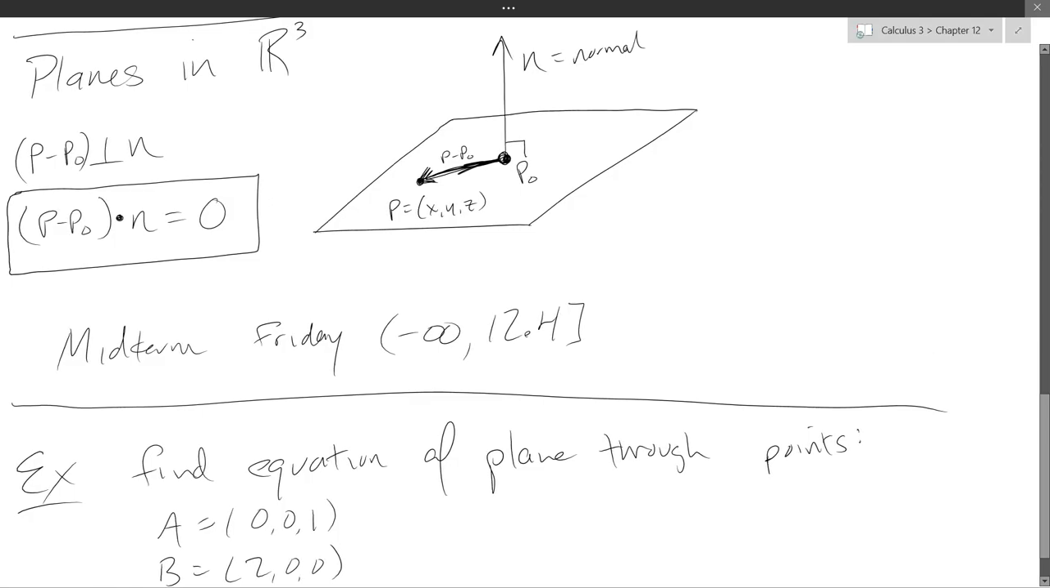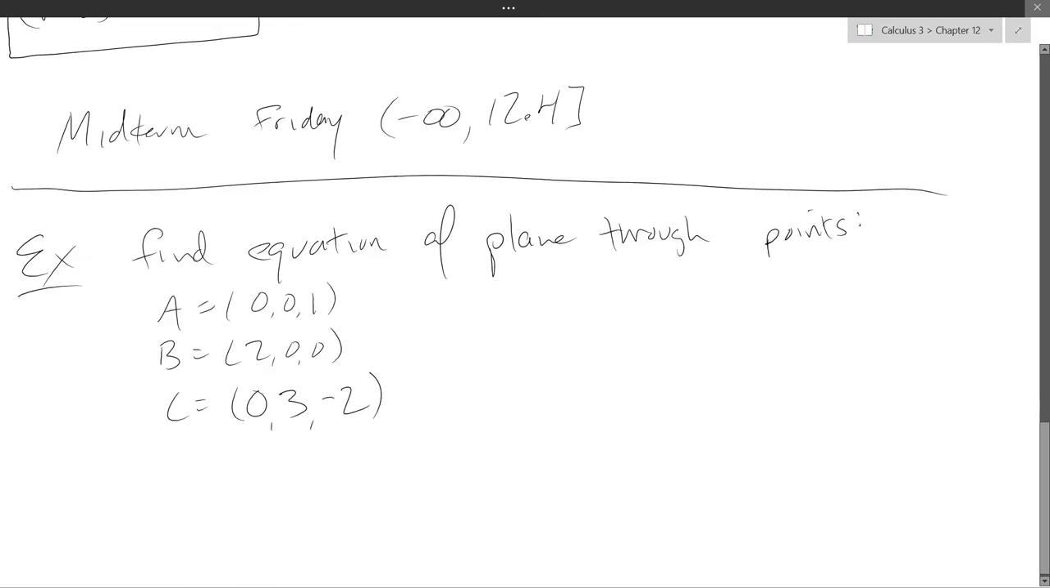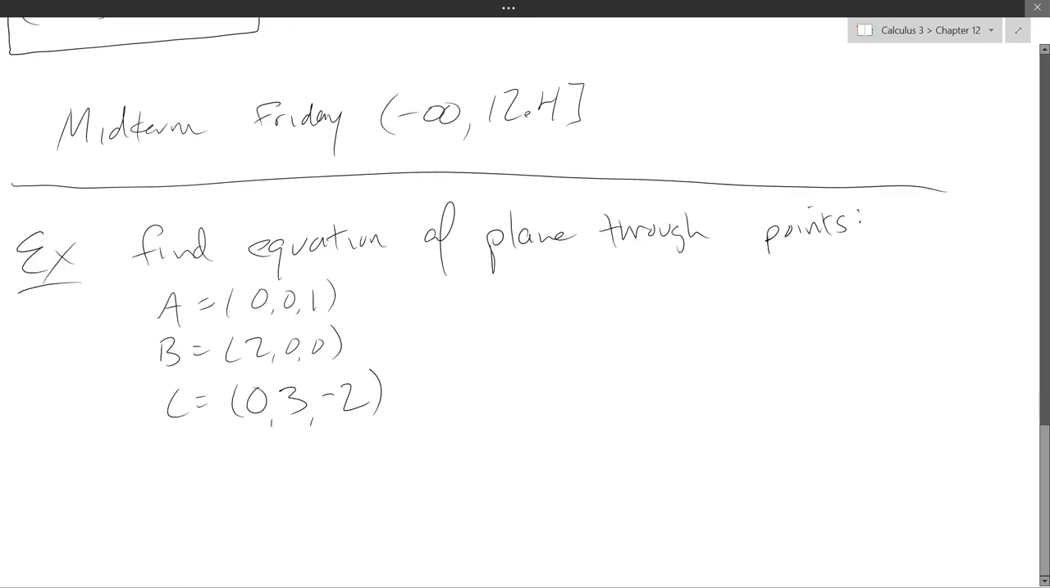Now, I'm not going to try to actually graph these points accurately. I'm just going to say these are all distinct points. So there's not 2 points that are the same point. So we'll just go and write out these are the 3 points right here. So A, B, C.